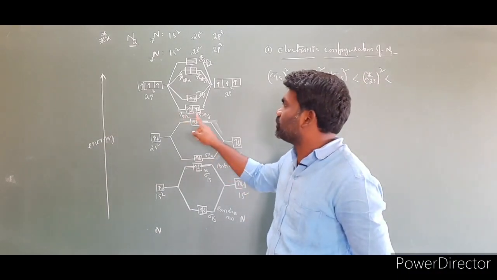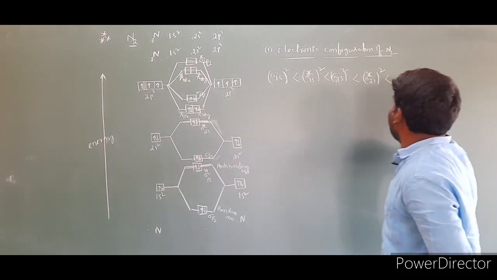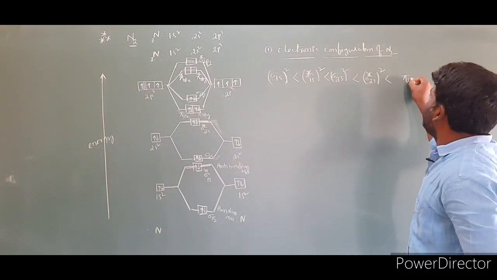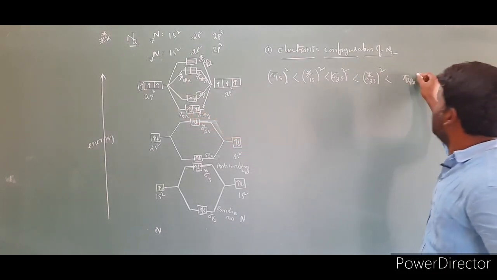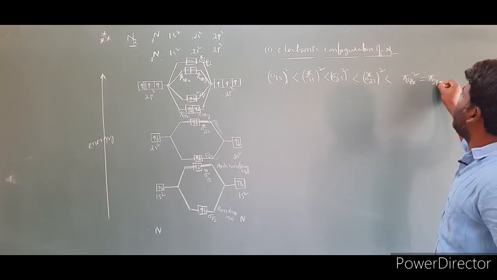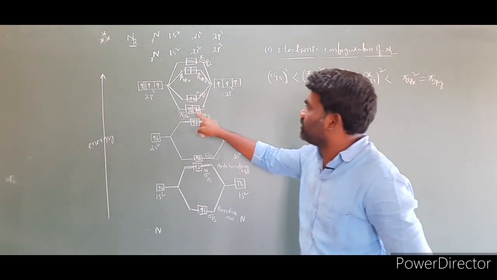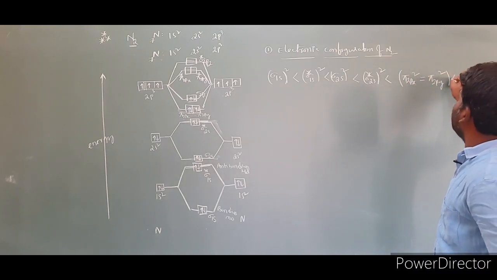Pi 2px and pi 2py are both side by side, so their energies are the same. Then we write pi 2px. In pi 2px how many electrons are there? 1, 2 electrons, 2, equal to pi 2py. How many electrons are there? Again 2. This one is completed. Less than.